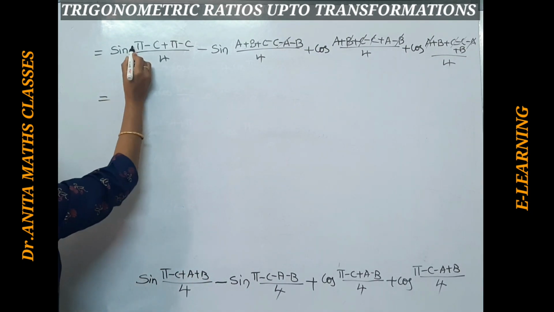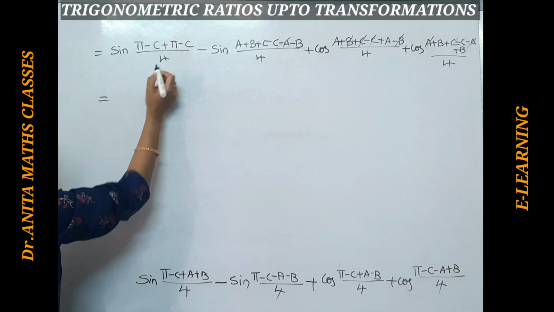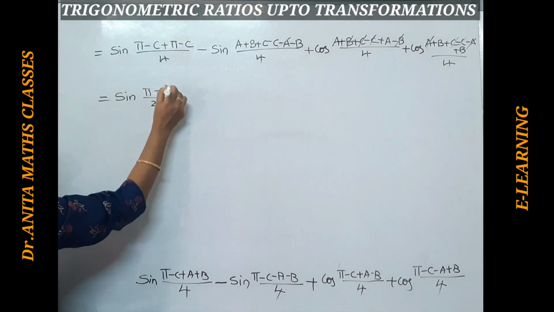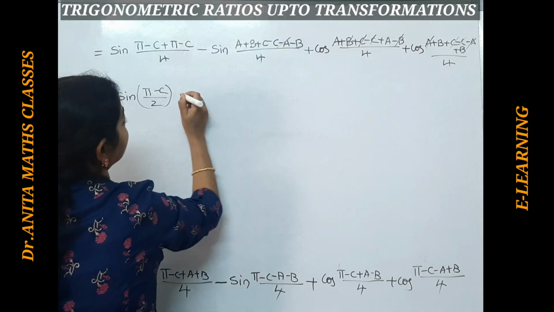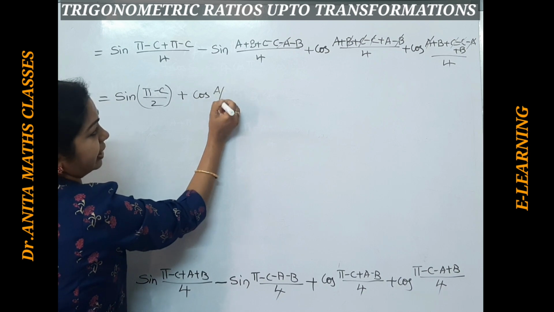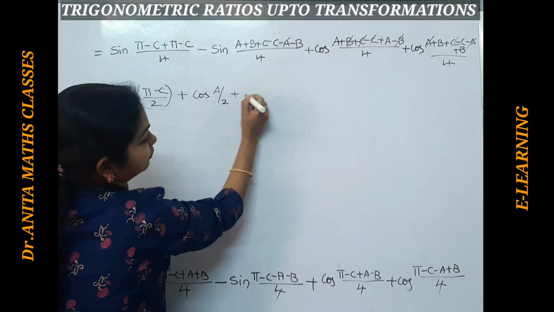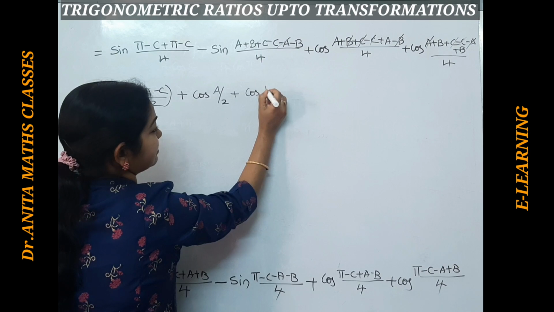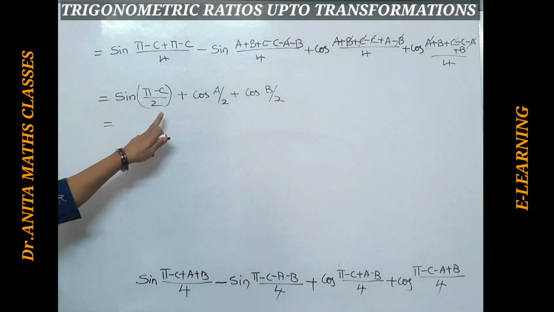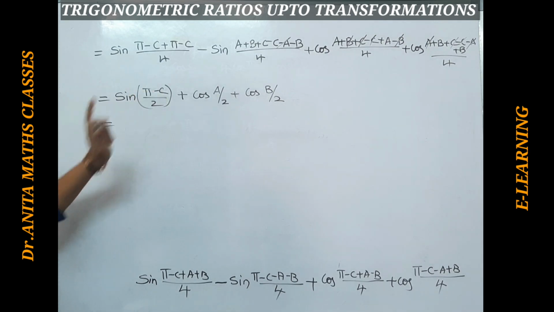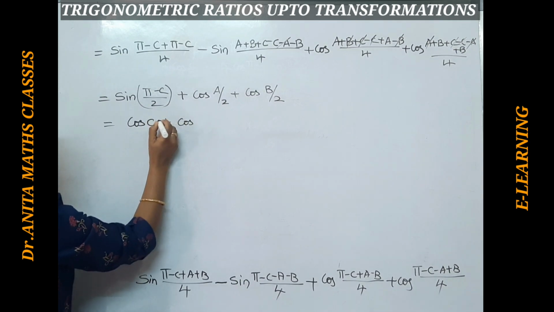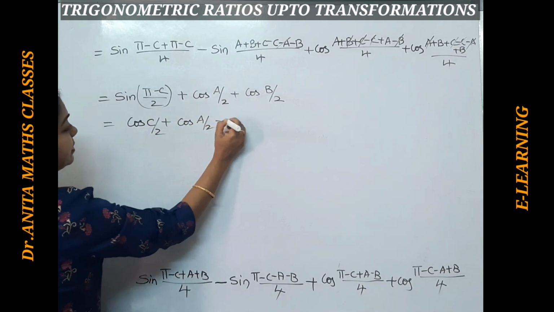So if you are writing this, 2 pi by c, pi minus c by 2, so that becomes sine of just pi minus c by 2 here, and this becomes 0, and this cos of 2a by 4, that is a by 2 here, and cos of 2b by 4, that is b by 2. Now this is sine of pi by 2 minus c by 2. So sine of 90 minus c is cos c. Okay, cos c by 2 plus cos a by 2 plus cos b by 2.